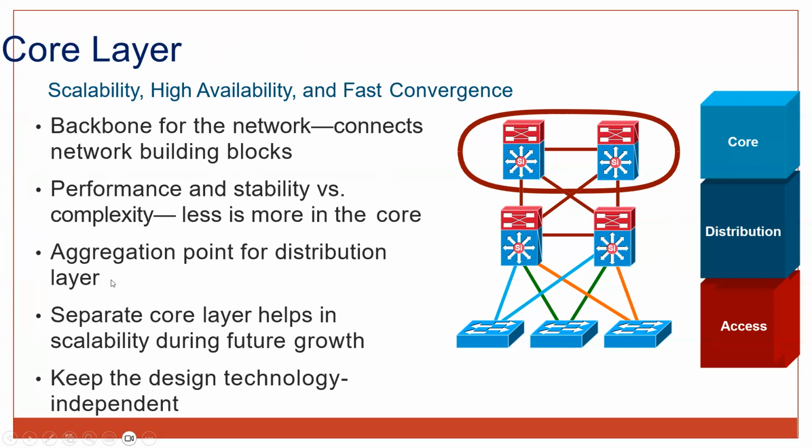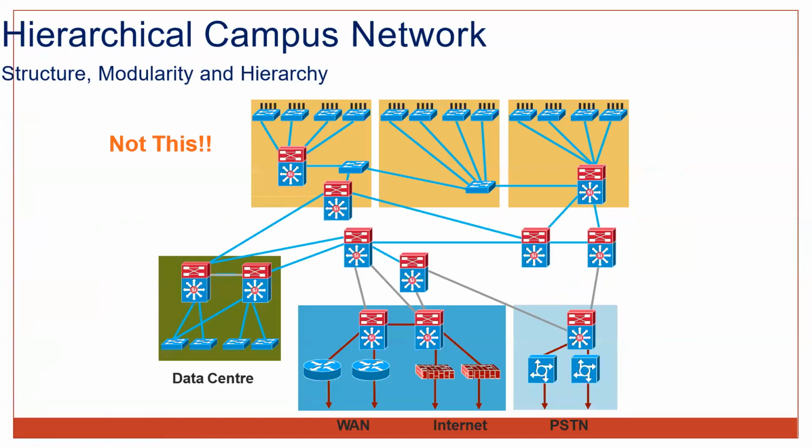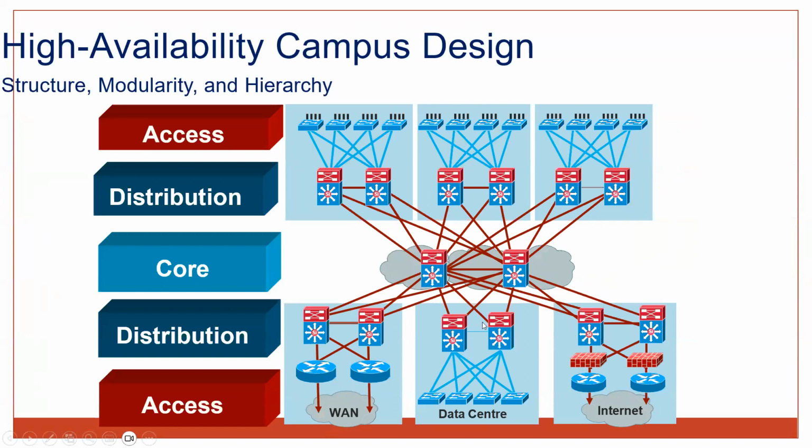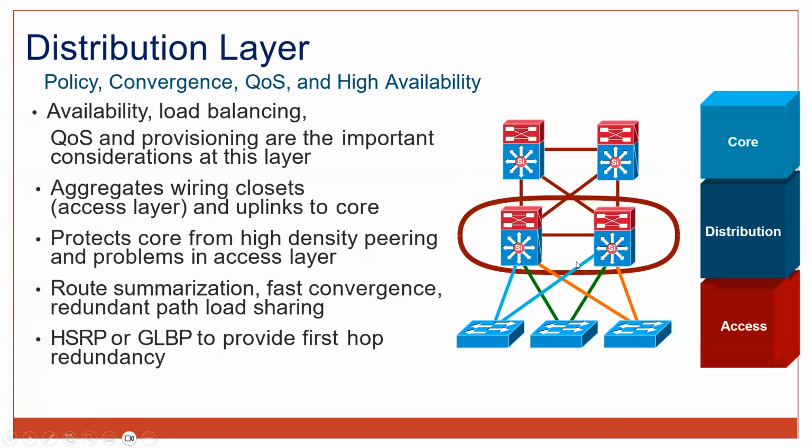All the distribution layers are terminating there. It is separating the different nature of networks, right? Like WAN and DC and all, and keeping the design technology independent. So a better design should be modular. You have this modular approach, where all the different boxes connect in a redundant manner, in a modular manner.